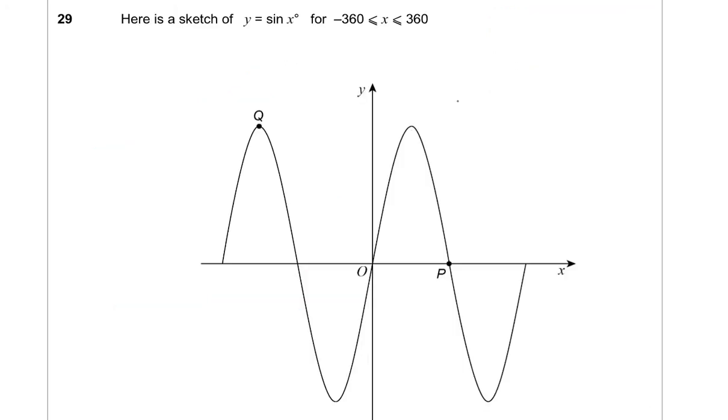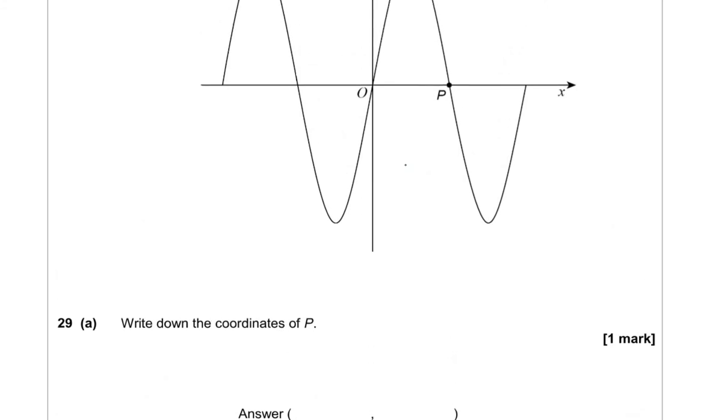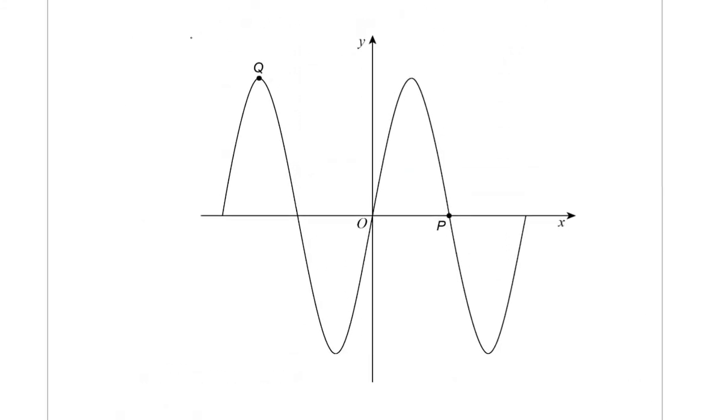Great. Right, here is a sketch of y equals sine x for minus 360 to 360. So hopefully you know your trig graphs. I've done a video on this, so check it out if you haven't already. Write down the coordinates of P. Right. So P, well, this is 180 degrees and 0. So that's our coordinates for P there. So the sine graph is 0 at 0, 180, 360, and so on.